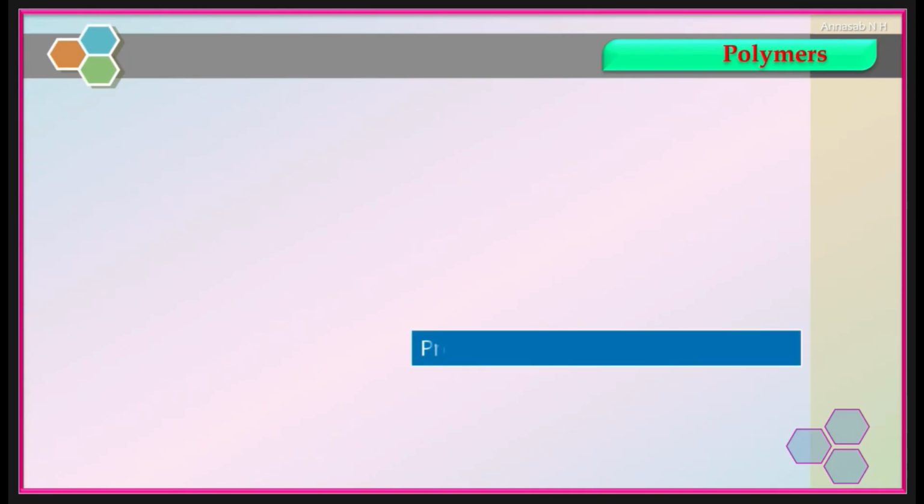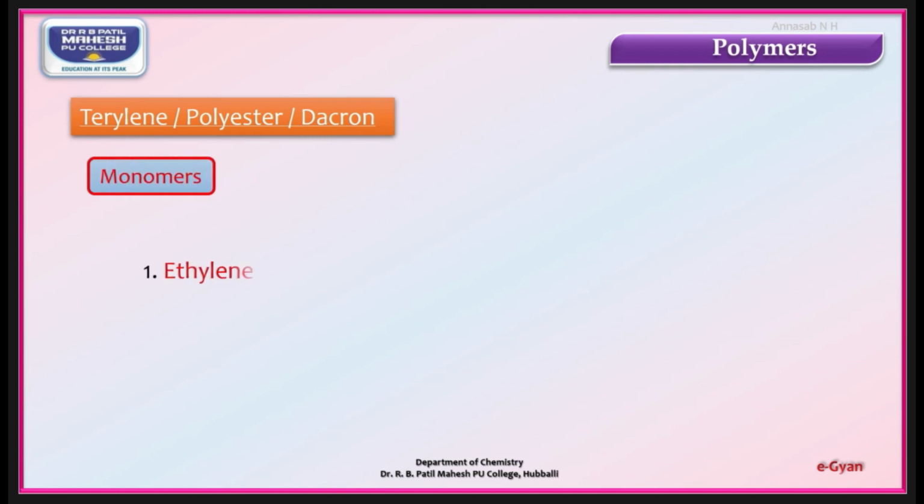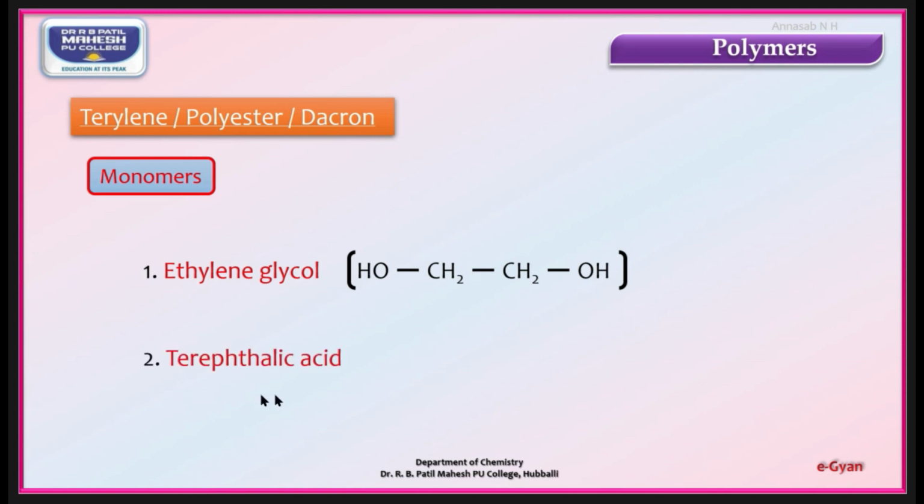Moving to the next part, that is the preparation of terylene or dacron. Terylene is also known as polyester or dacron. The monomers which are used are ethylene glycol, whose structure is CH2OH, CH2OH. Another monomer used in the preparation of dacron is terephthalic acid.